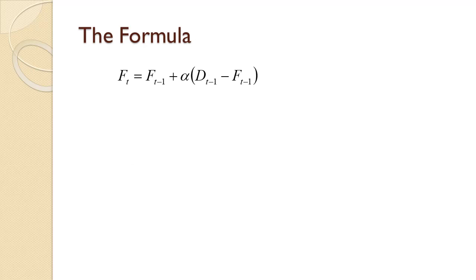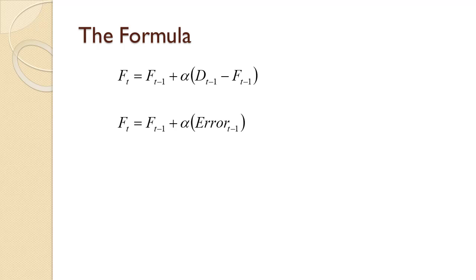The basic formula is shown on the slide. It says that the forecast for any period equals the forecast for the prior period plus alpha% of the quantity of the demand last period minus the forecast last period. Alpha is called the smoothing constant. It has a value between 0 and 1, although values between 0.10 and 0.20 are the most common.